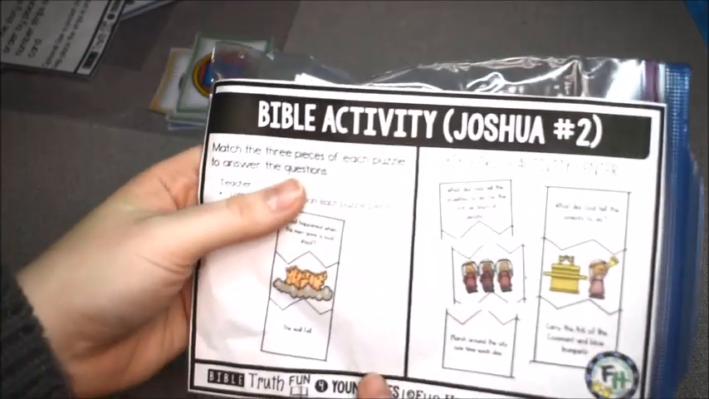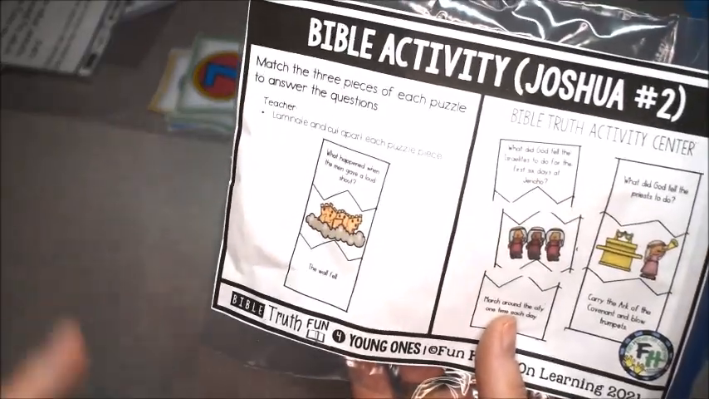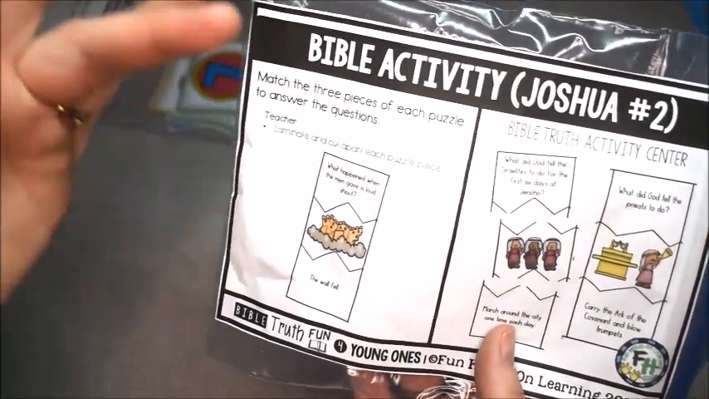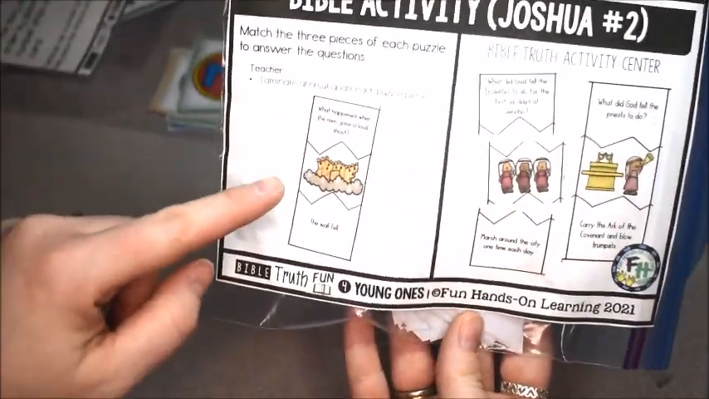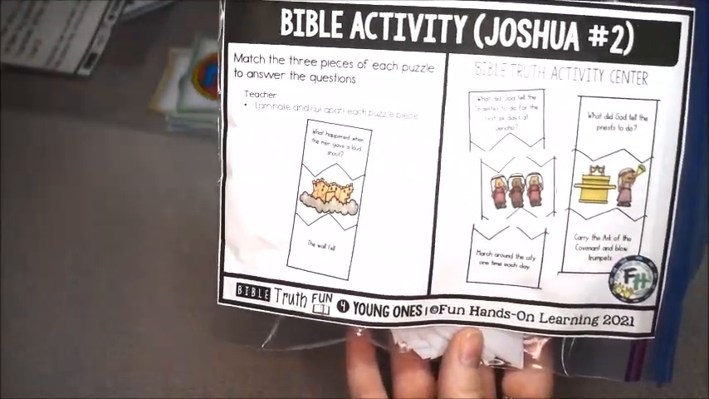But anyways, so this one are puzzles, and they put the puzzles together. They match the 3 pieces of the puzzle to answer the question. So the first piece of the puzzle is a question, then the second piece is a picture that would match it, and then the third piece is the answer.